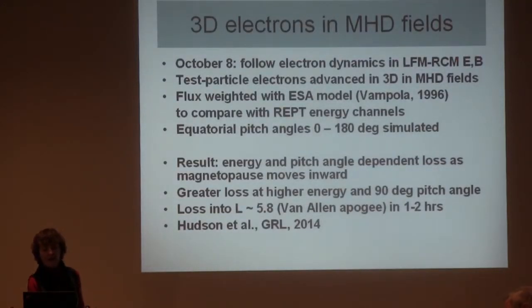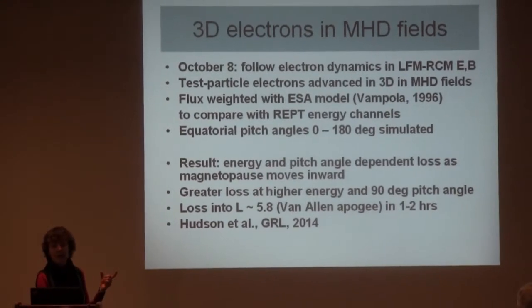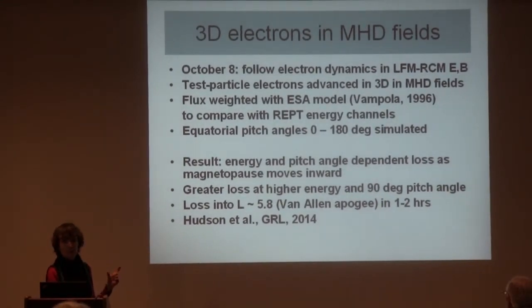So what we are doing are 3D electron test particle simulations in MHD fields. For the October 8th event results I'll show you, we followed electron dynamics in LFM-RCM fields. The Lyon-Fedder-Mobarry global MHD code has been coupled to the Rice Convection Model to more faithfully include the drift physics of the ring current, which has an effect on the location of the magnetopause and therefore the flux dropouts. The plots of the flux that can be compared with REPT use an ESA average model to weight the test particles that came from the Kress days.